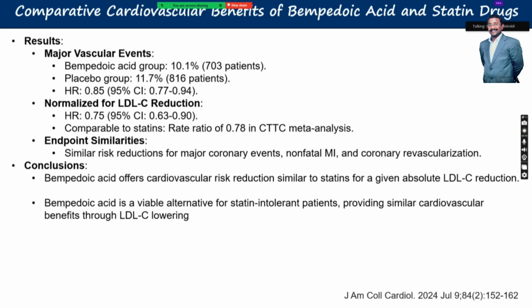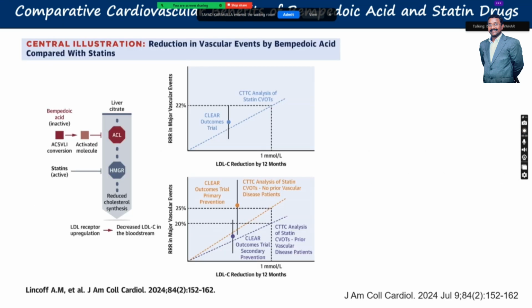So here the results. In conclusions, bempedoic acid offers cardiovascular risk reduction similar to the statins for a given absolute LDL-C reduction. Bempedoic acid is a viable alternative for statin intolerant patients, providing similar cardiovascular benefits through LDL-C lowering. So now you got the drug to be used in all the statin intolerant population with equal reductions. See the reduction in vascular events by bempedoic acid compared with the statins.